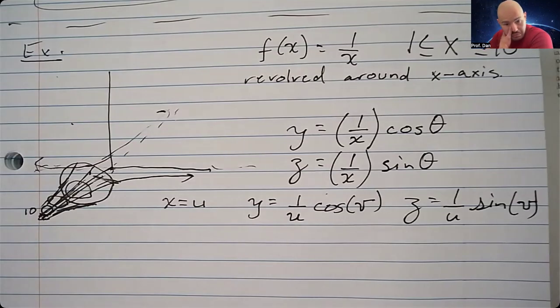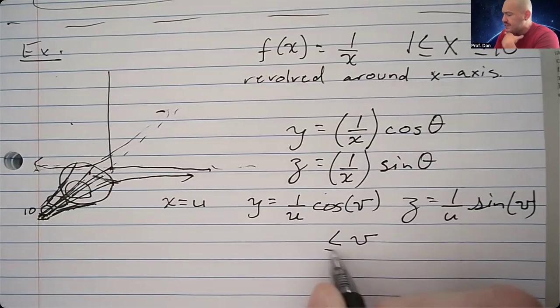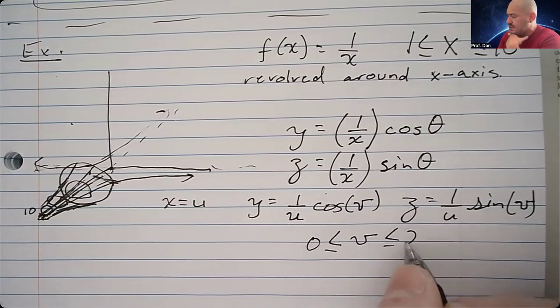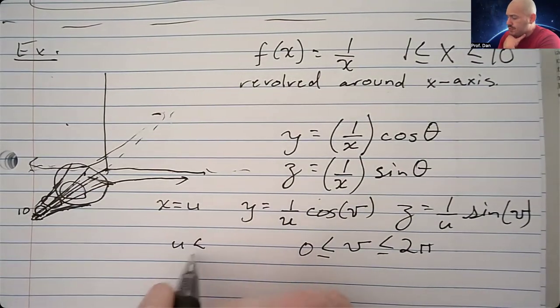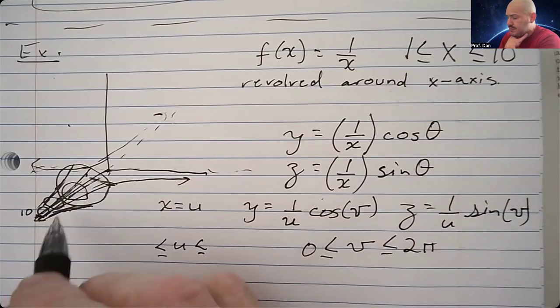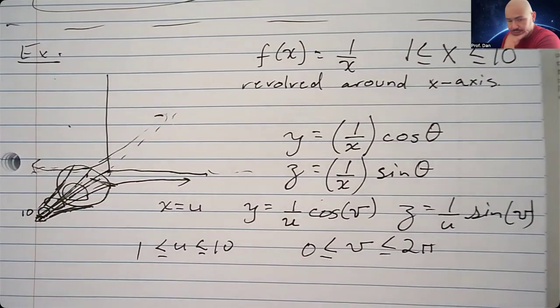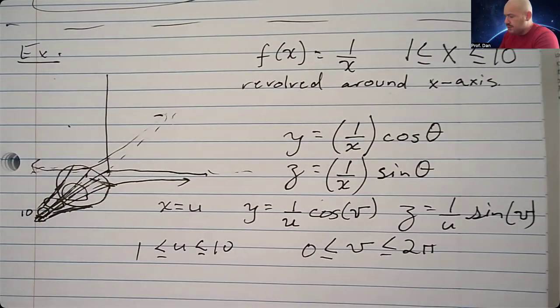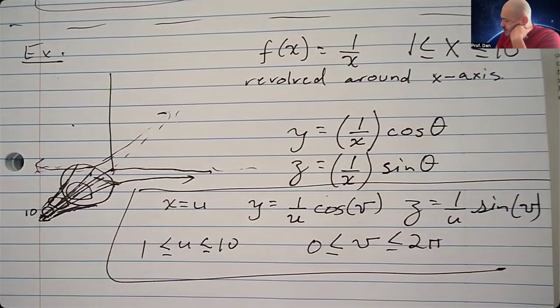So at this point, we have the equations. If we wanted to get the values, we know that v would range between 0 and 2 pi because we're going all the way around the circle. And we know that u would range between 1 and 10 because that's how far we're going out on the x-axis. So altogether, we've come up with our parametric equations as well as the bounds on the parameters.